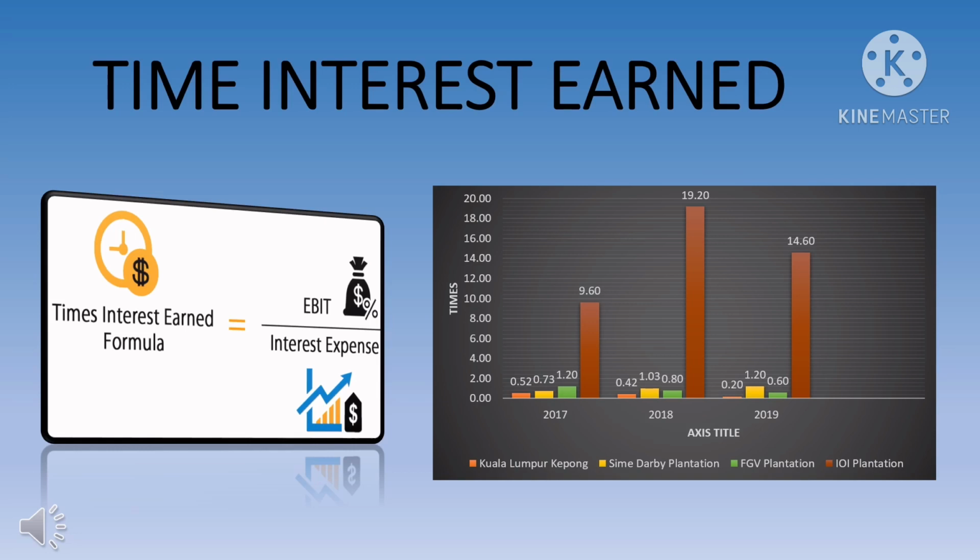The bar chart represents how times interest earned has changed over 3 years between the four plantation companies. It can be seen that Sime Darby Plantation and IOI Plantation data fluctuate while FGV Plantation and Kuala Lumpur Kepong keep decreasing over 3 years. This shows that IOI Plantation is in a great state for investors to invest. However, the other three companies have the potential to fall into bankruptcy.